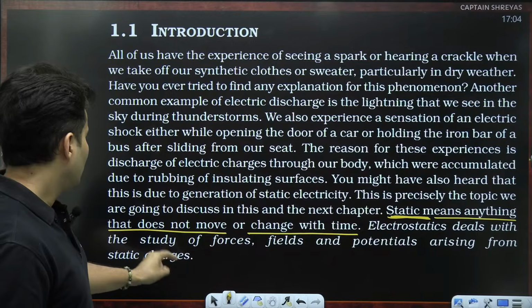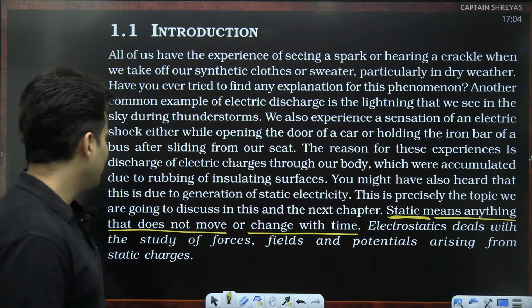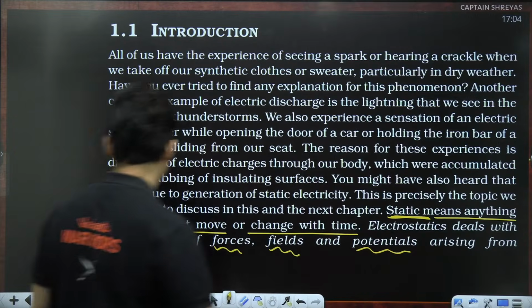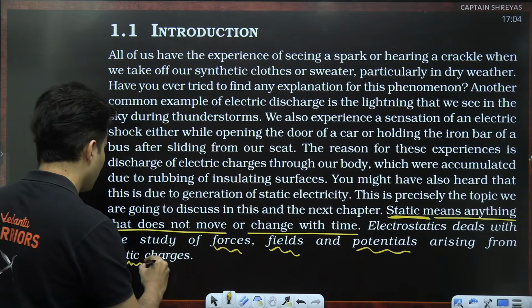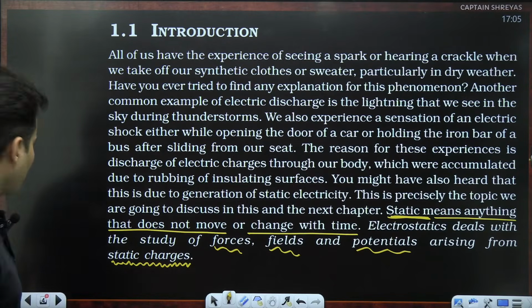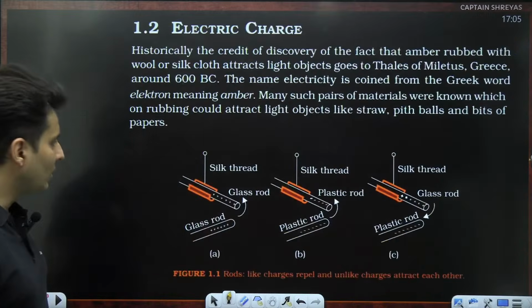Here we'll be dealing with the forces, the fields, the potentials, etc. due to stationary charges only. So that is why static, electrostatics. Cool. That is the basic introduction part.